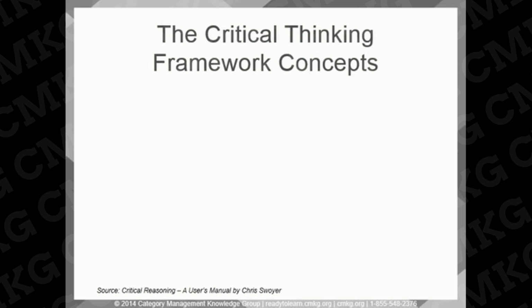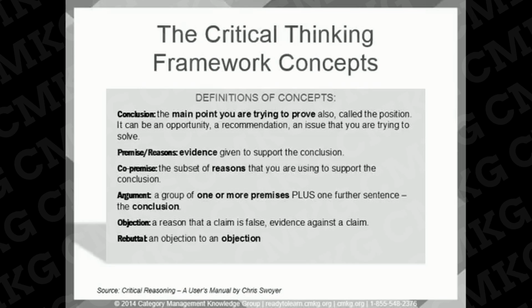Here are some other important definitions related to critical thinking. The conclusion is the main point that you're trying to prove, also called the position. It can be an opportunity, a recommendation, or an issue that you're trying to solve. Premises or reasons are evidence given to support the conclusion. Co-premises are the subset of reasons that you are using to support the conclusion.